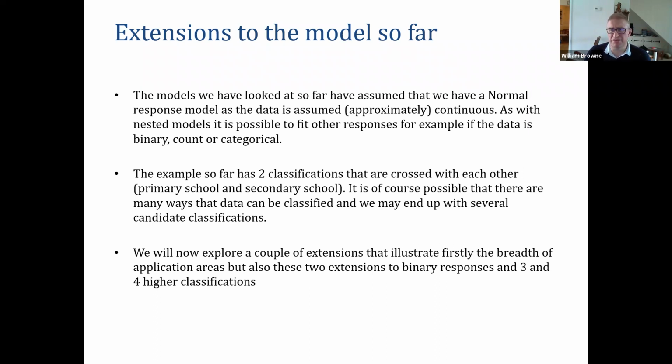But the Fife example has 2 classifications. We've got primary school and we've got secondary school, and we cannot nest primary school within secondary school or secondary school within primary school. But of course, there are many ways that we can classify data, and we may end up with several candidate classifications. We might have more than 2. So the extensions we're going to look at, the artificial insemination example has 3 higher classifications, and the great tit ecology example has 4 higher classifications. So let's move on then to those examples.